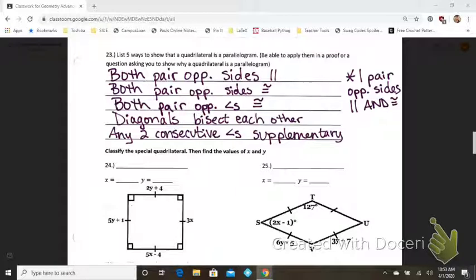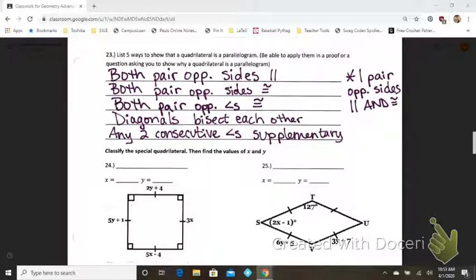Okay, so if you did not get all 5 or at least 5 ways to prove that, make sure you get those copied down. You can pause the video if you need more time with those. I might be erasing some of that to show my work for 24 and 25.